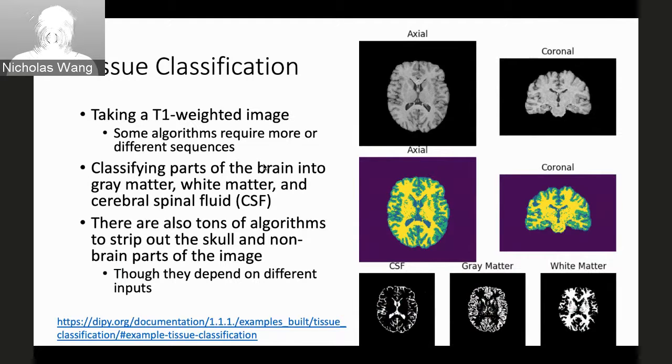You may want to tailor your tissue classification algorithm to what you have. But there are also other algorithms included, like skull stripping, to help clear out extraneous information about the skull and the other anatomy, and also do some anonymization. These are all part of the DIPy package.